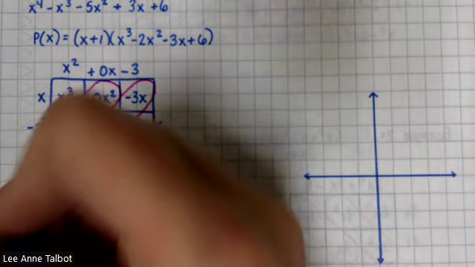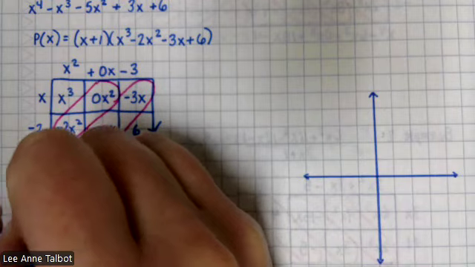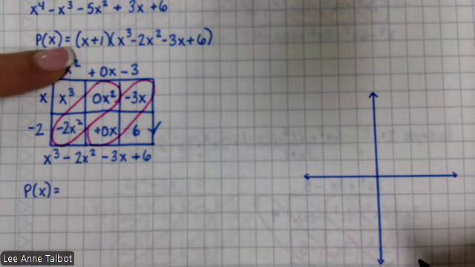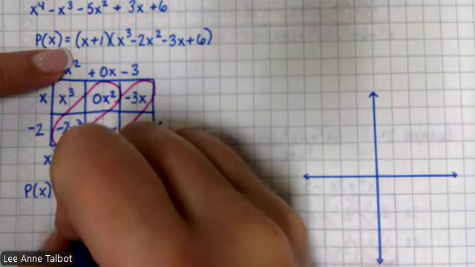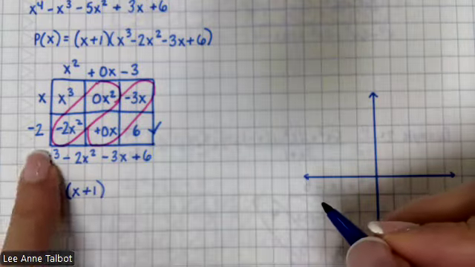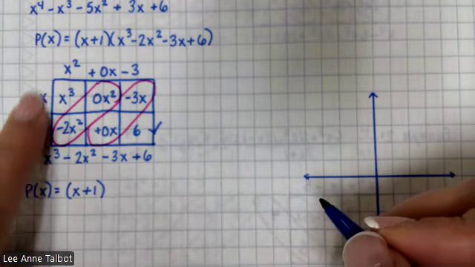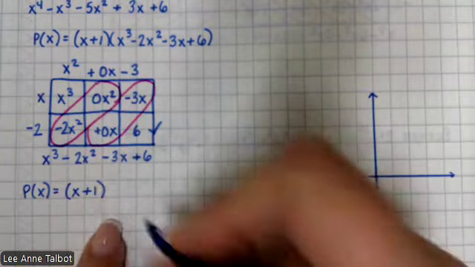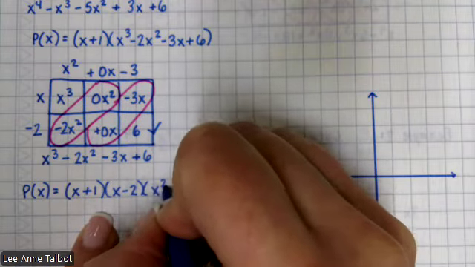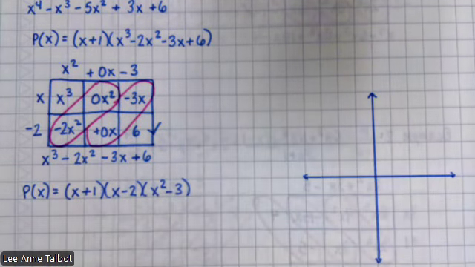Okay, so what is my current status? So I have the x plus 1 from my previous problem. And this factors into this times this. So x minus 2, x squared minus 3.